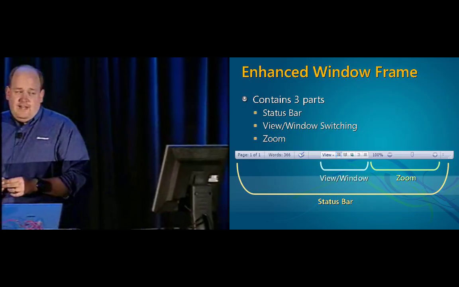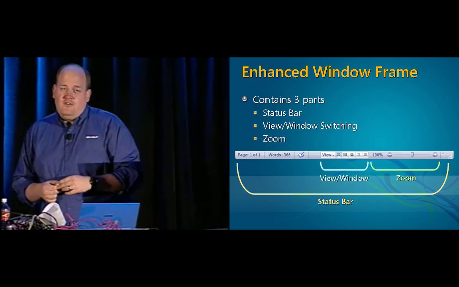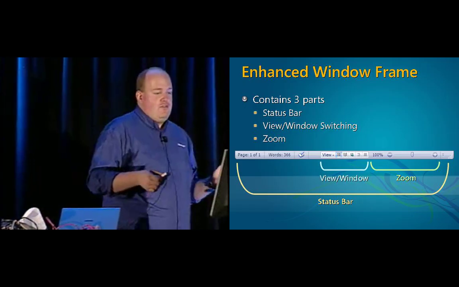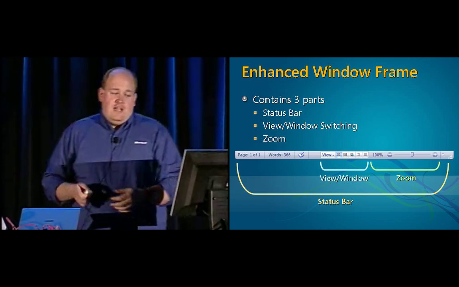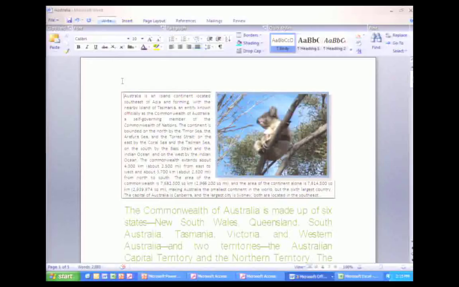So winding down, one of the last parts of the UI is what we call the enhanced window frame, which contains the read-on status bar, view and window switching, as well as zoom. There's a couple cool things here. One of them, if there are any journalists in the audience, you can see that we have read on the status bar, and one of the things we've done is taken out all the three-letter acronyms like OVR and EXT or whatever was down there, and replaced it with things like word count, so as you type, we have an updated word count.